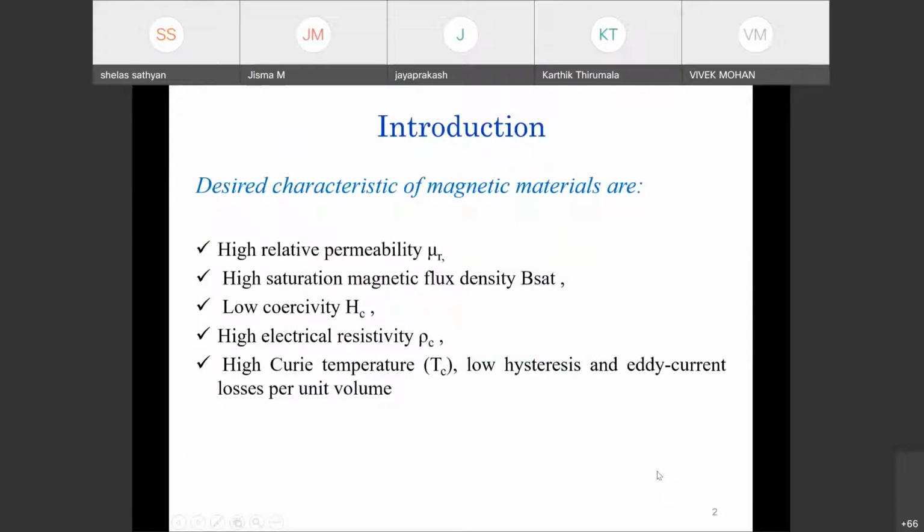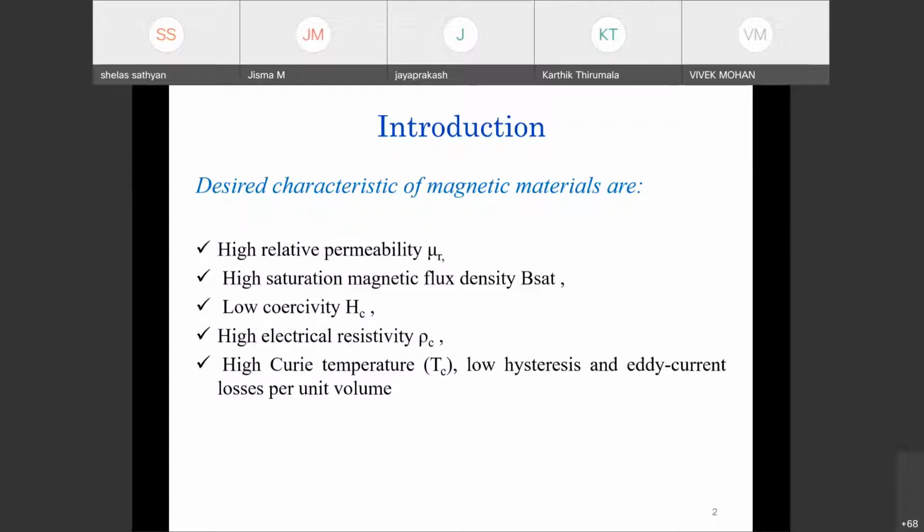So for any magnetic material, there are some desirable characteristics that include high relative permeability, high saturation flux density, low coercivity, high electrical resistivity, high Curie temperature, etc. Also, the eddy current and hysteresis losses should be very less.